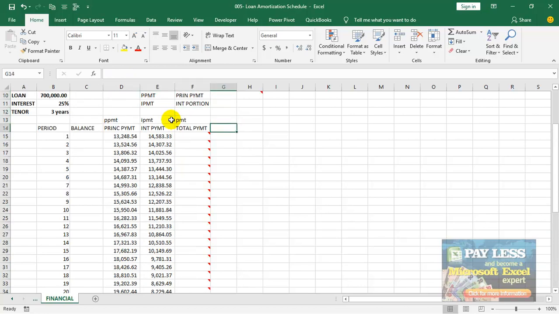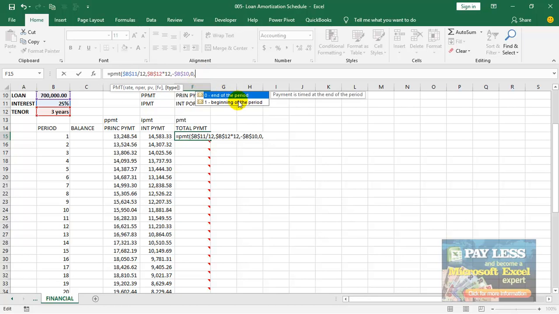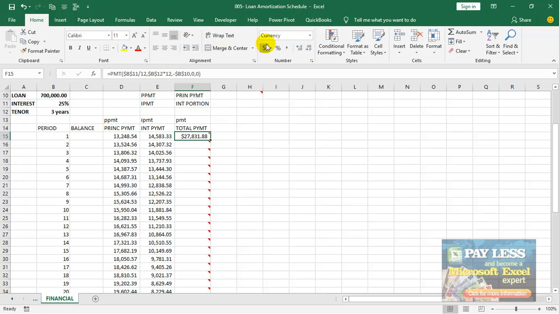Then for the total repayment, you use the PMT function. The rate is the interest rate divided by 12, and you lock the position of B11. Now also the number of periods: the number of periods is 3 years. You lock the position and multiply by 12, because the repayment is monthly, so the tenor must also be monthly. Then the present value is the loan. I'm going to lock the position of this also, but I will use a negative sign because this value will give me a negative, since it represents cash outflow, and I don't want negative values. Otherwise I would have to use the ABS function. Then the future value of a loan is 0, and the repayment is at the end of the period.